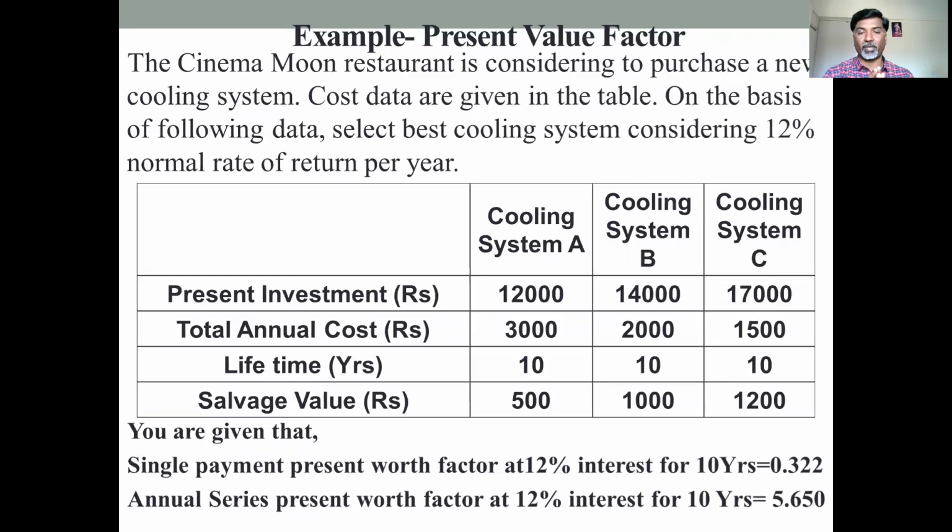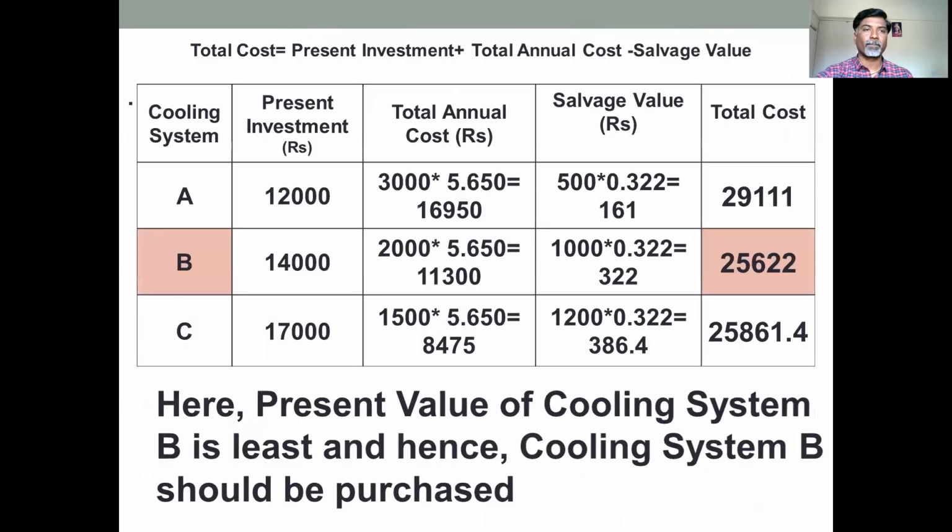Single payment present worth factor and annual series present worth factor at 12% interest rate for 10 years will be 5.650. So on the basis of that, they will ask you to decide whether the Cinema Moon restaurant has to purchase system A, system B or system C. For that purpose, we'll see how to solve this example.